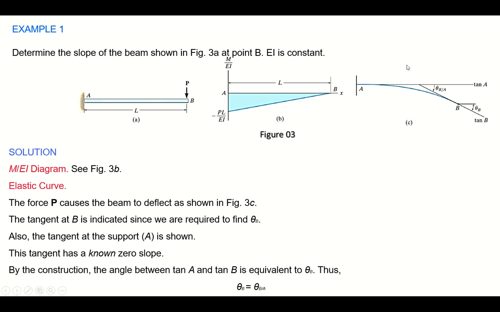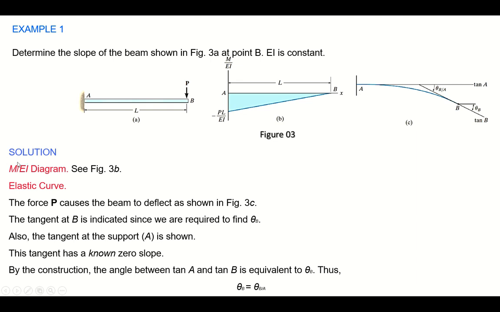So this is the elastic curve. The tangent at B is this line, and tangent at A is this horizontal line. Since A is a fixed support, there will be no rotation, and it will be our horizontal line. Now when you draw the angle from tangent A to tangent B, it is in the clockwise direction. And if you recall, we mentioned that when the angle from tangent A to tangent B is measured in the clockwise direction, it will be a negative slope, rotation or angle.